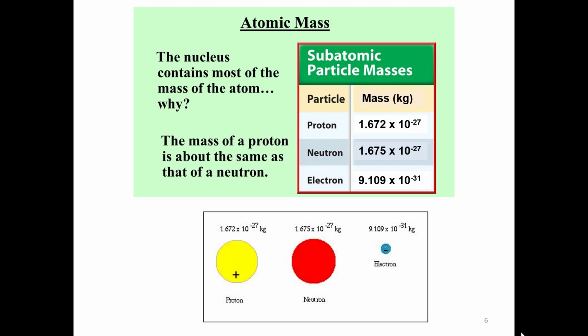To understand the difference between the magnitude of these masses, we can think that if the mass of the electron were 1 kilogram, the mass of the neutron or the proton would be 10,000 kilograms. Then we can see the mass of the electron is not significant compared with the mass of the proton or the neutron. This is why most of the mass of the atom is contained in the nucleus.